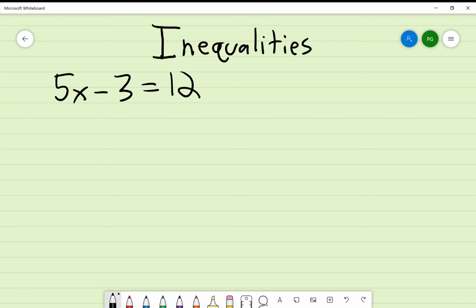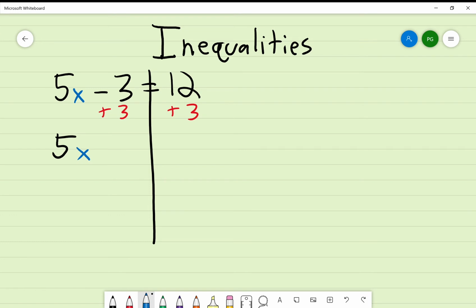We learned that we draw the line, right? Then we eliminate the number furthest away from the variable. So the variable being x, the number furthest away is going to be the 3. The opposite of minus 3 is plus 3. We do the same to both sides. Okay, 5x we bring down, negative 3 plus 3 are opposites, they cancel out.